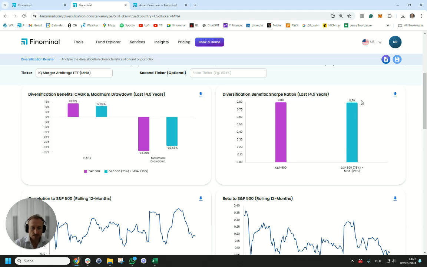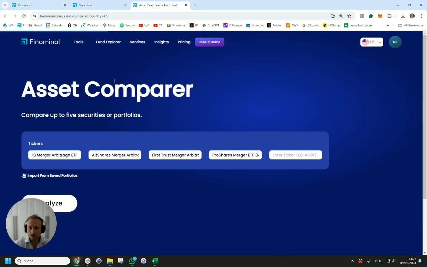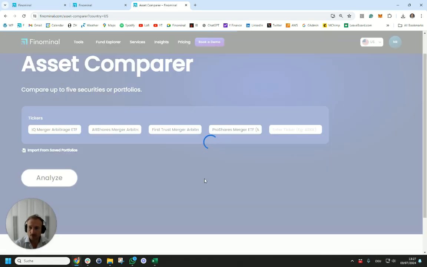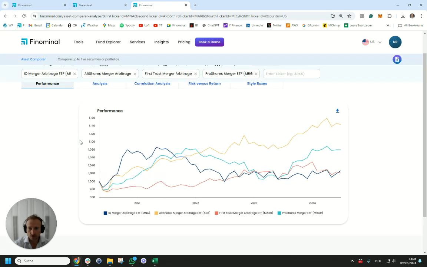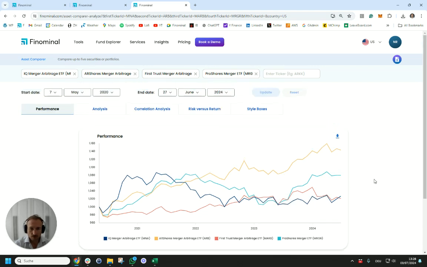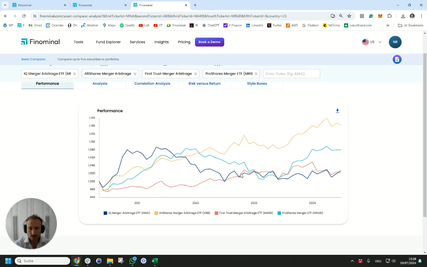Now that's MNA on a standalone basis, but let's have a quick look at how this compares to its peers. Now there are three other products, one from AltShares, First Trust, and ProShares. And we're simply going to first have a look at the performance of those four products. And I think we have about 4 years of track record where all these products have been listed. And what we do see is effectively that MNA has almost performed the worst throughout most of its period. We can also see that it's been more volatile.